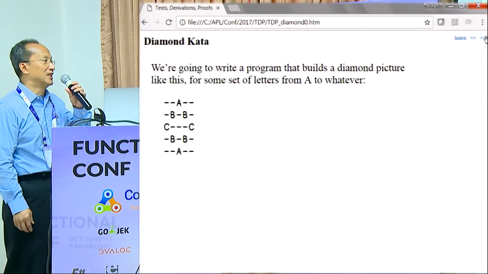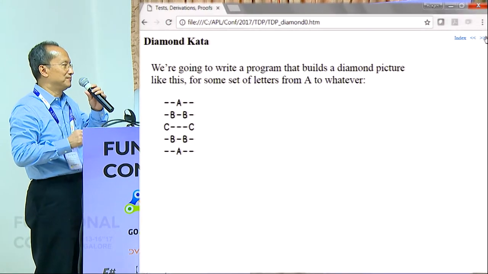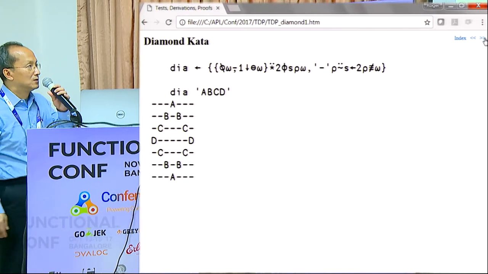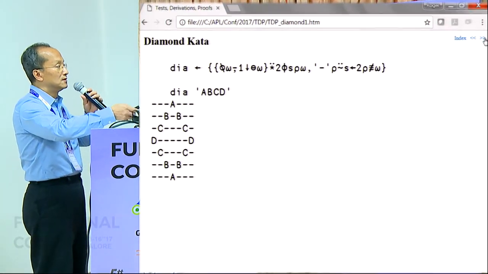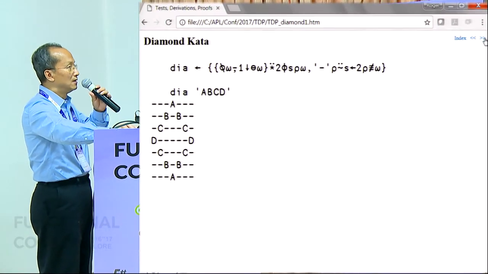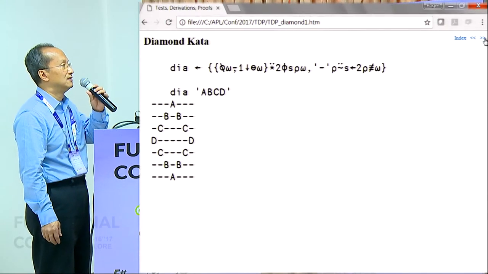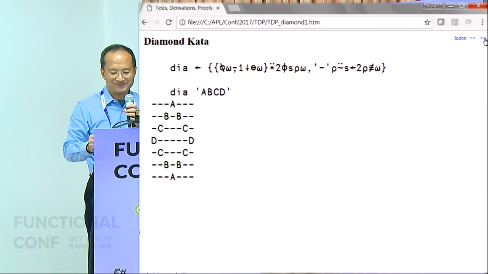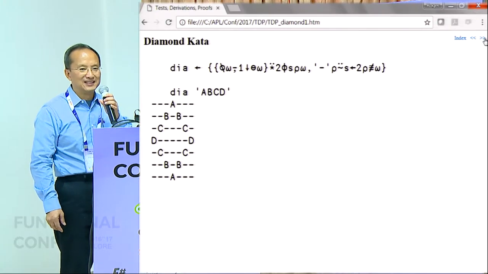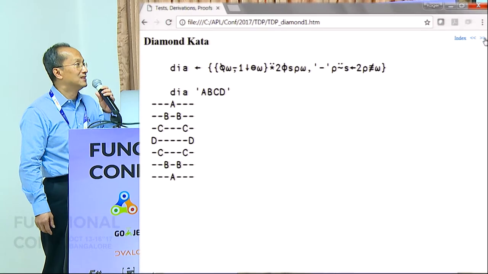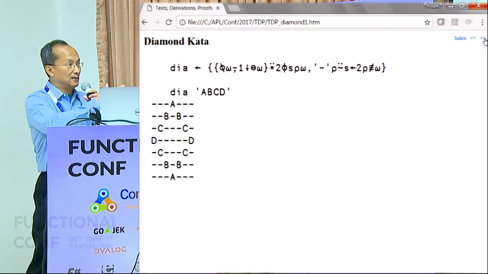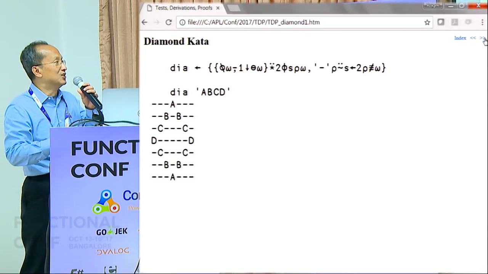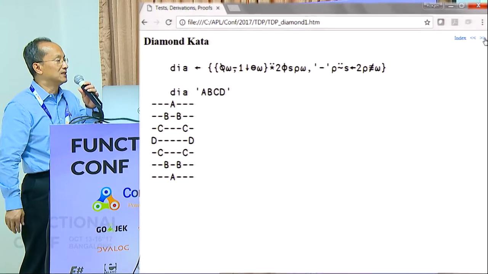Okay, so the input would be a bunch of letters, and you're supposed to generate this diamond-shaped output. So here is the solution in APL. I can't claim credit for deriving this. Morten wrote this. I won't try to explain the details here. The details are in the Dialogue blog. By the way, the presentation will have a lot of very fine details. Don't worry if you can't copy them all down, because all the slides will be on the conference website.